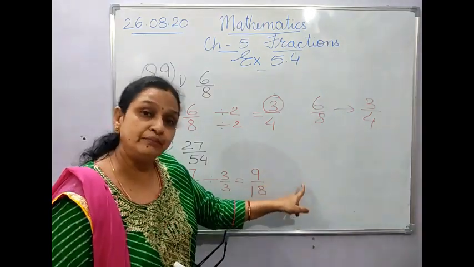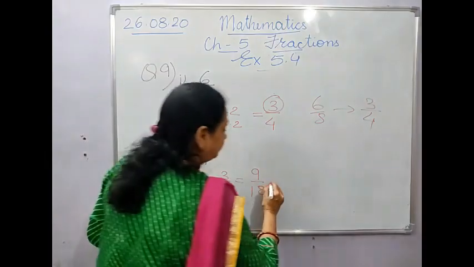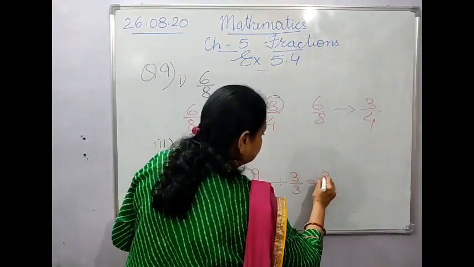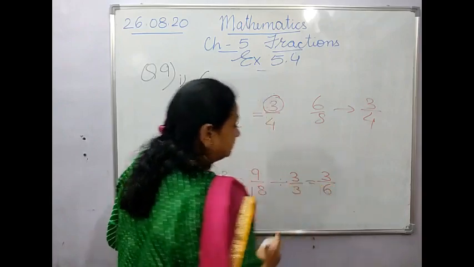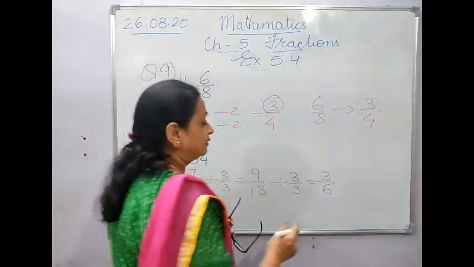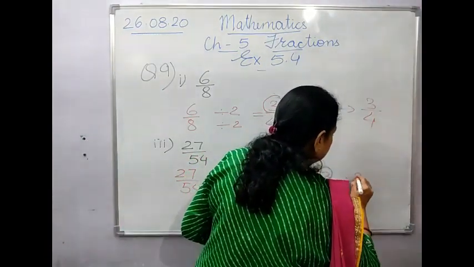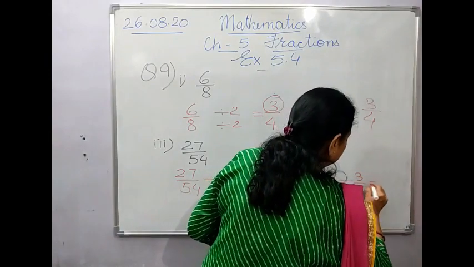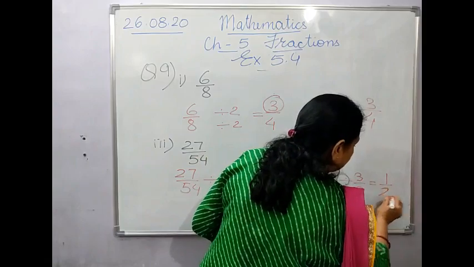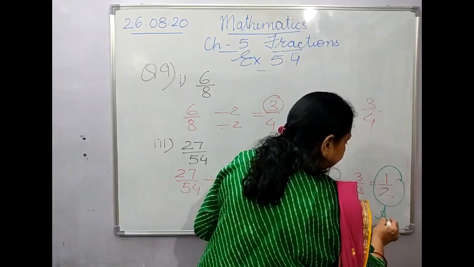Both of them are composite numbers. That means it can be further divided, and you know both the numbers come in the table of 3. So it is 3 upon 3. 3 3s are 9 and 3 6s are 18. Still it can be divided by 3. So divided by 3 upon 3, it will be 1 upon 3, 1 upon 2 is your answer. This is the reduced term.